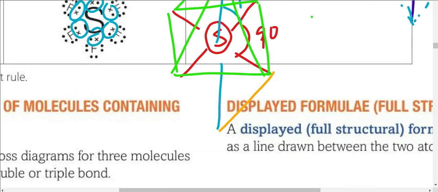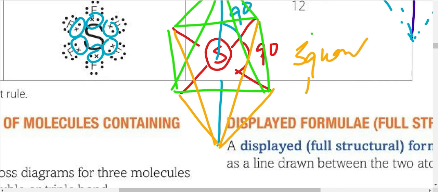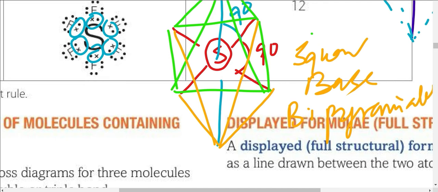One, second with this one. 2, 3 and 4 lines are here. So the name of the structure is square base bipyramidal structure. So you can write square base bipyramidal structure.